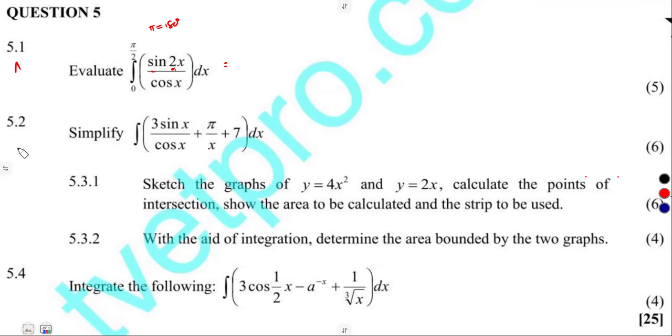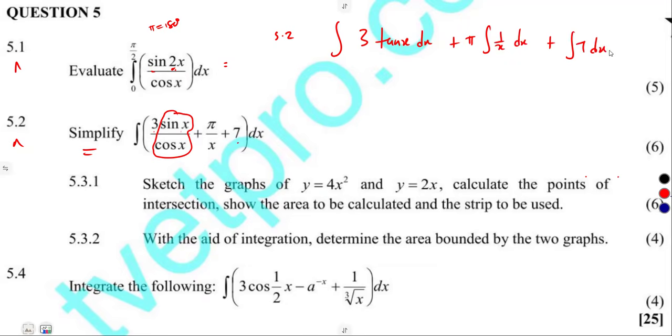All right, here we are asked to simplify again. Let us consider sine over cos, which is tan. So that's the integral of 3 sine over cos, which is 3 tan x, plus pi over x. We can take the pi out and remain with 1 over x, with respect to x, plus 7, a constant with respect to x.